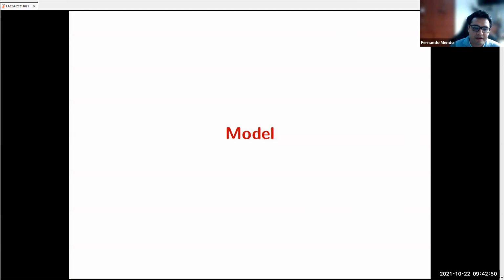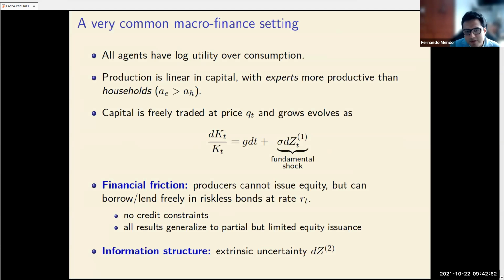The model. Okay, so a very common macrofinance setting, all agents are going to have log utility over consumption. There are going to be these classic two groups, productive and unproductive. We're going to call productive experts and productive households. Both use capital with a linear technology in order to produce the final good. Capital, the only physical asset in this economy, is going to be traded at price Q, and it's going to evolve according to the equation that you can see there.